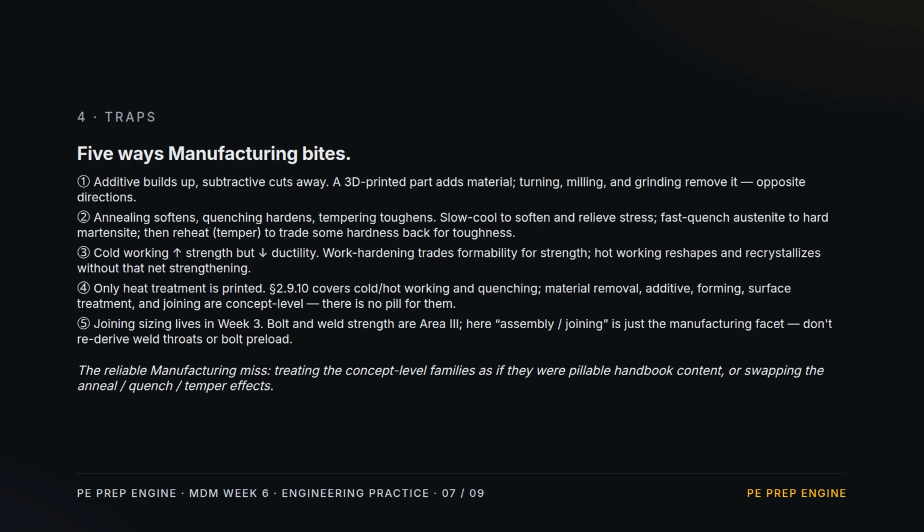Traps. 5 ways this bites. 1. Additive builds up while subtractive cuts away. Opposite directions. 2. Annealing softens. Quenching hardens. Tempering toughens. Keep them straight. 3. Cold working raises strength but lowers ductility. Hot working reshapes without that net strengthening. 4. Only heat treatment is printed. The removal, additive, forming, surface, and joining families are concept level with no pill. 5. Bolt and weld sizing is Week 3's Area 3, not here.